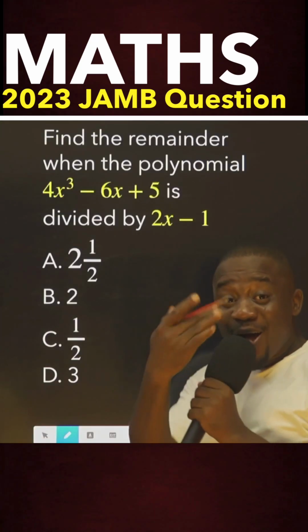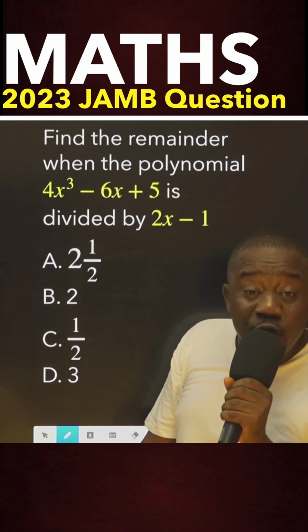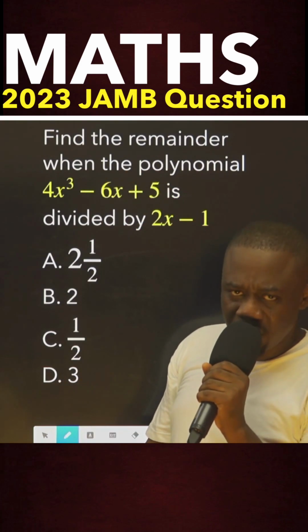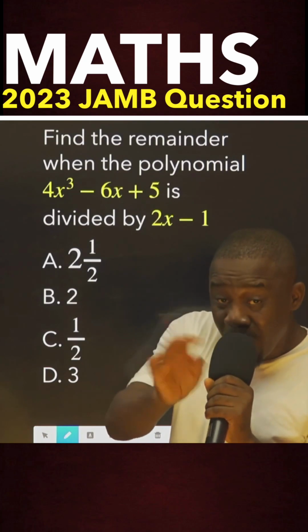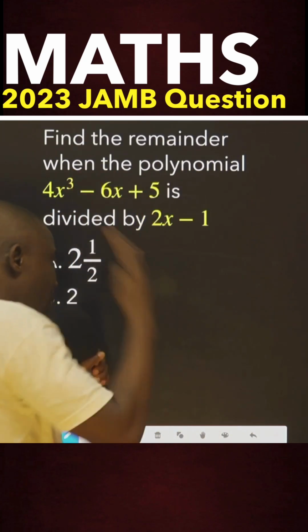Come. You want to write JAMB, and you don't know the remainder theorem? Why now? That means you are prepared to fail. Let me show you. Very simple. This is a bonus.